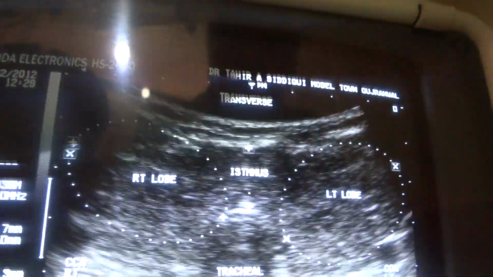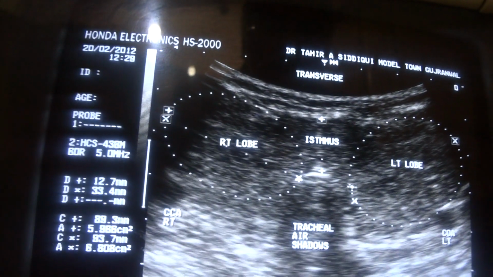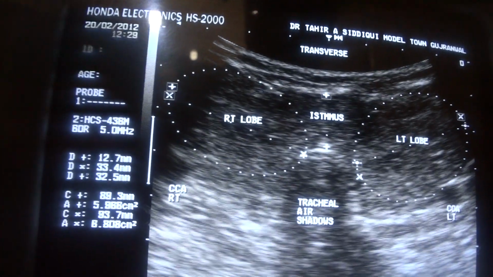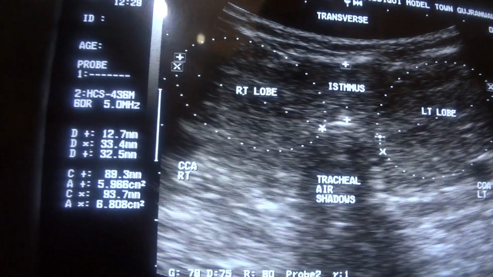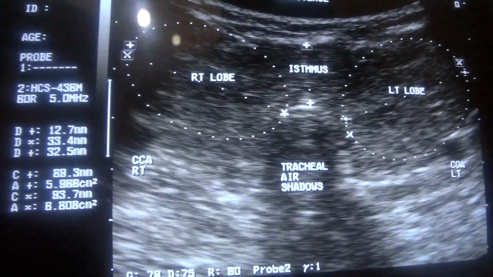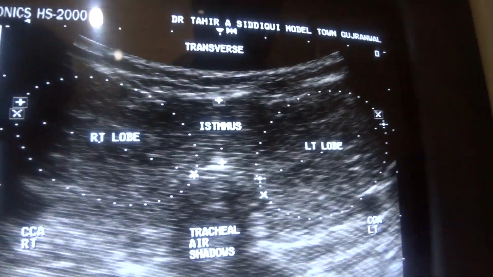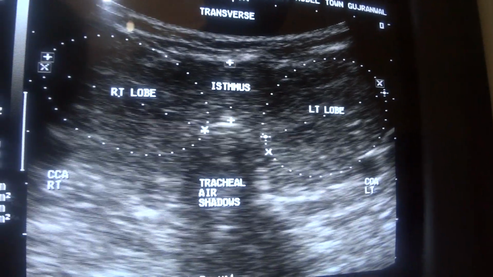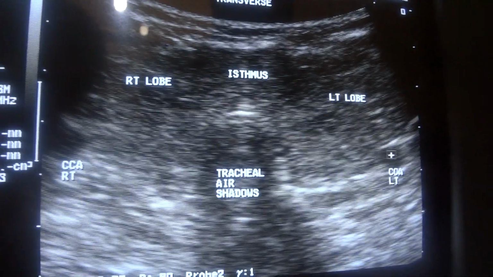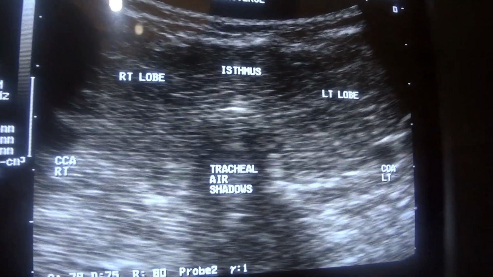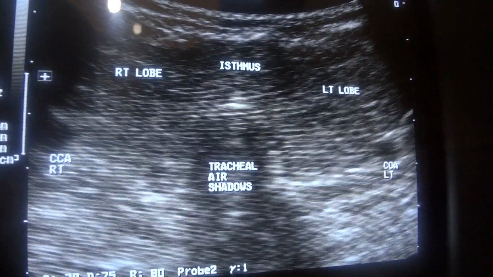Now let's see what its measurement is. In this dimension, the thyroid measures approximately 3.3 and 3.2 centimeters, and this is the landmark. In fact, this is the landmark for the identification of the thyroid lobe, this common carotid artery in transverse section.